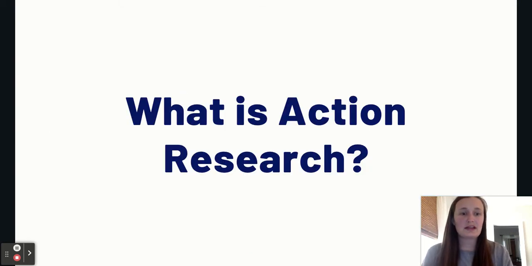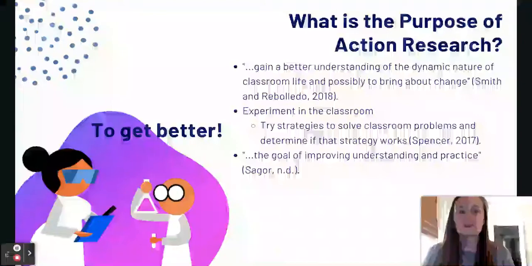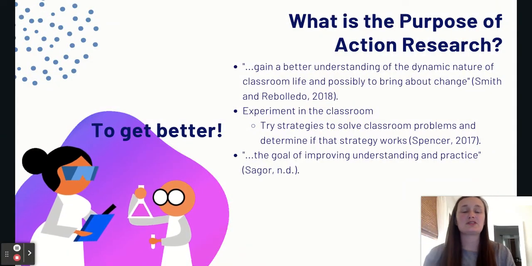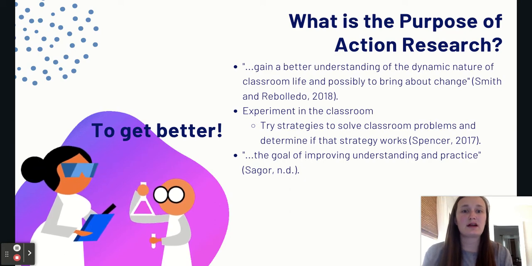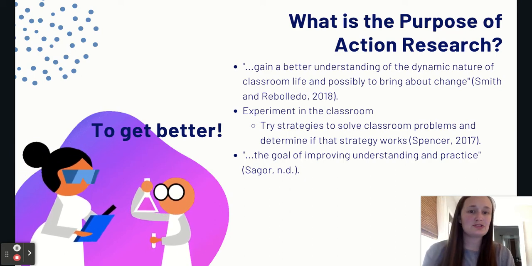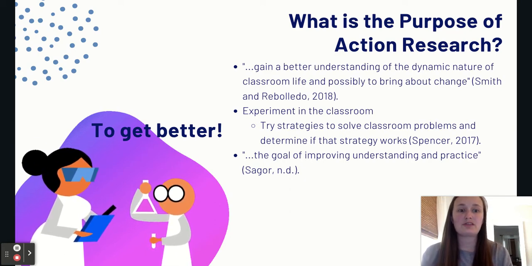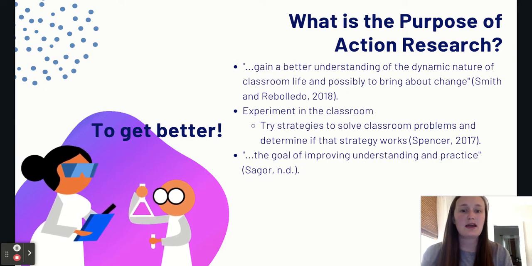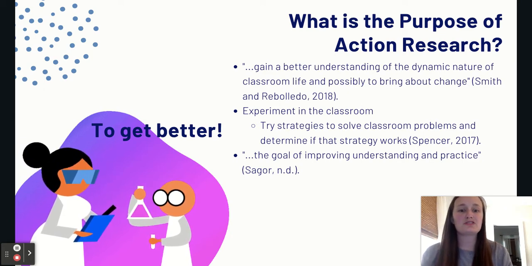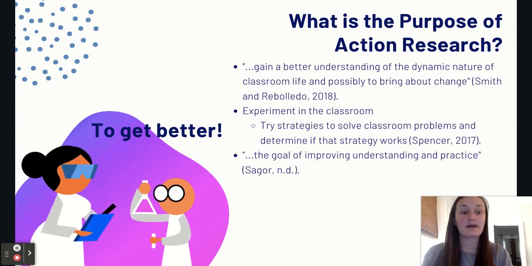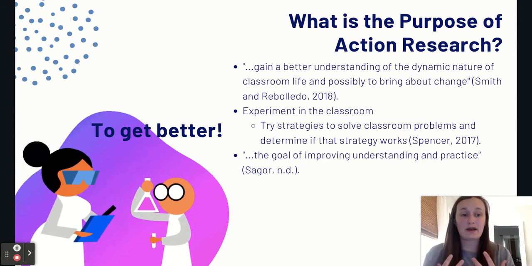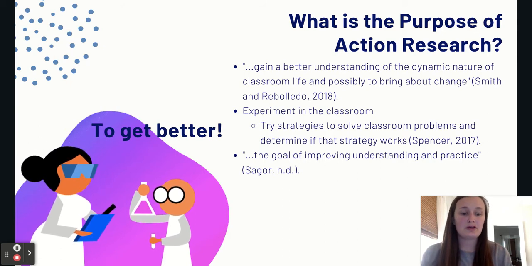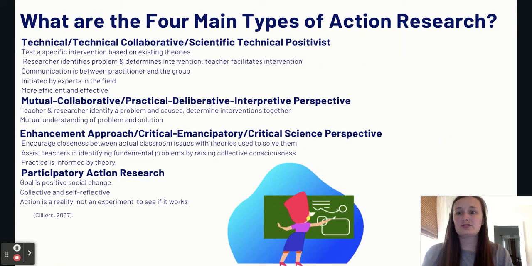So on to today's topic, and that is action research. What is the purpose of action research? It is to gain a better understanding of the dynamic nature of classroom life and possibly bring about change. It is to experiment in the classroom, to try new things and to see if those strategies work, with the goal of improving understanding and practice. So in short, the purpose of action research is to get better at what we do. And when we get better, the students can also get better. The better the teacher, the better it is for students.